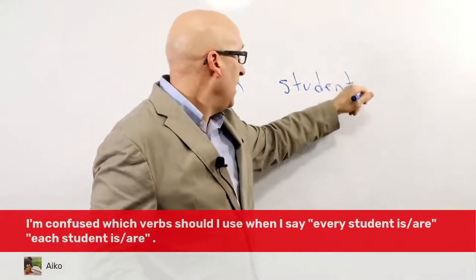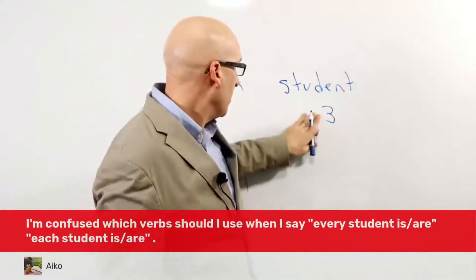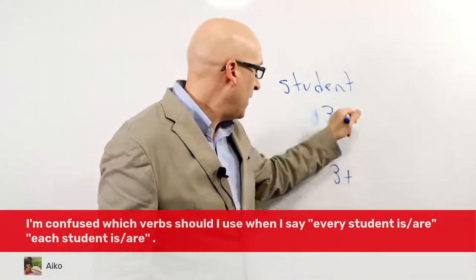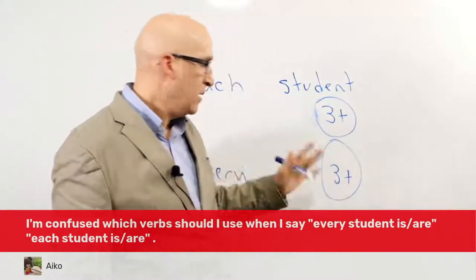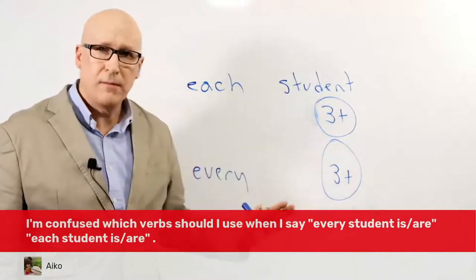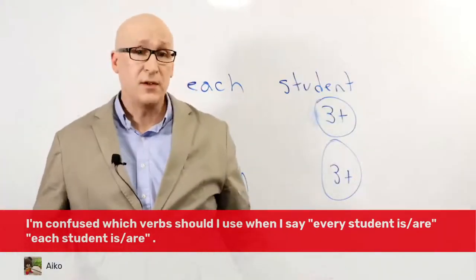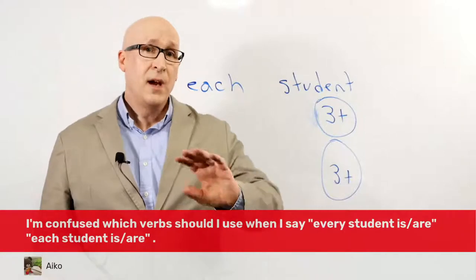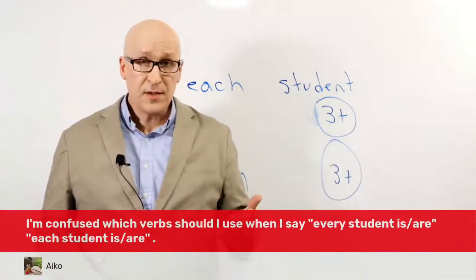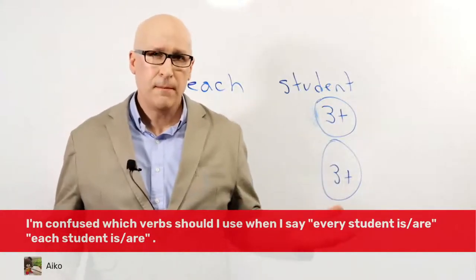if we have, how can I draw this? 3, let's say 3 plus. If you have 3 plus and 3 plus, you can use either one. Okay? It doesn't really matter. The same meaning applies. So if you're talking about a class of students, you have 15 students, say, you can say, every student here will write the test tomorrow. You can also say, each student here will write the test tomorrow. The meaning's the same. Okay?